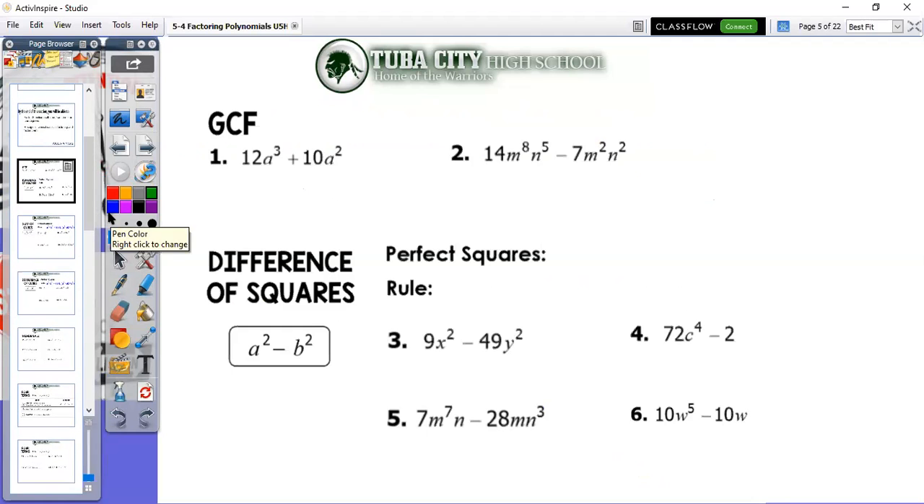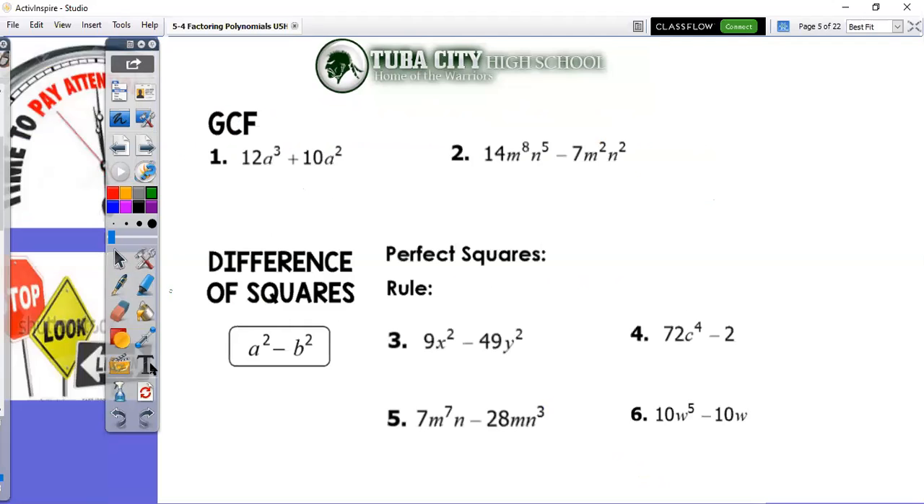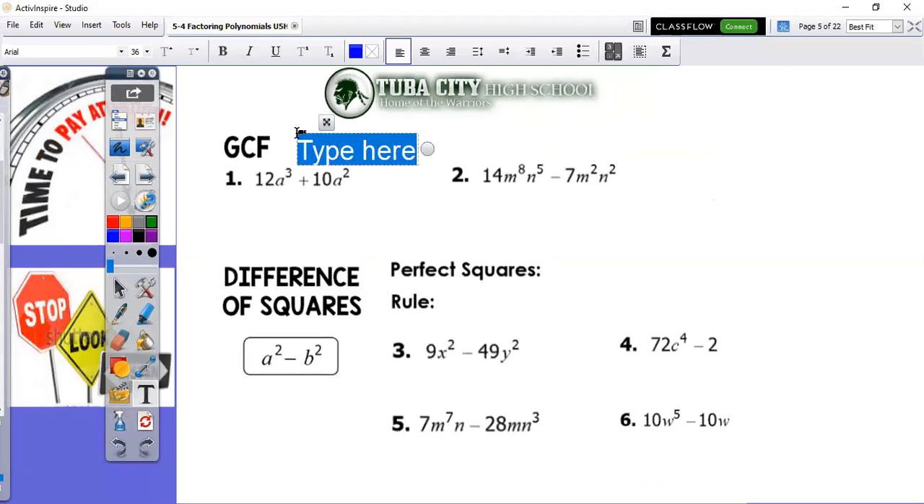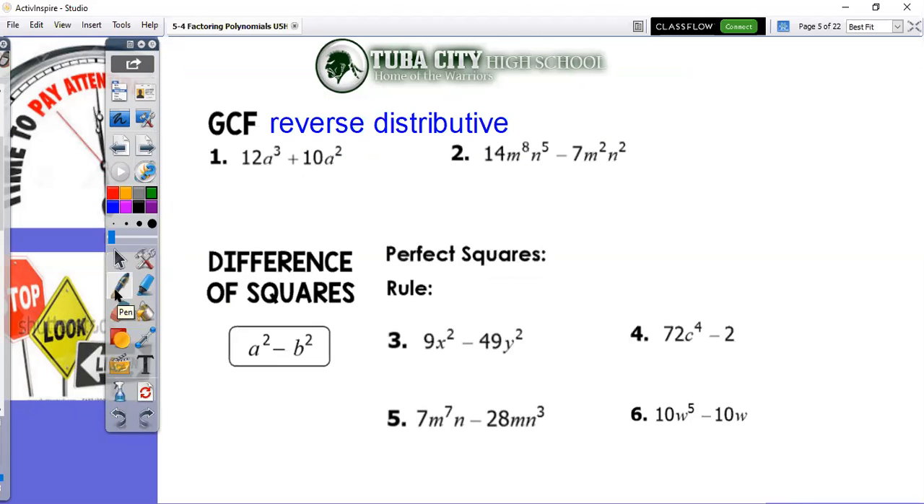Some of these we've already covered, like for instance, the greatest common factor, or as I like to call it, reverse distributive. So we all know the distributive property. We know that in the distributive property, you give something to all of the numbers in the group, right? So if there's a group, you give something to everybody in that group. But with reverse distributive, you're doing the same thing, but instead of giving numbers, you are taking them.